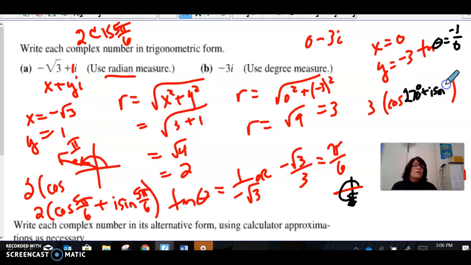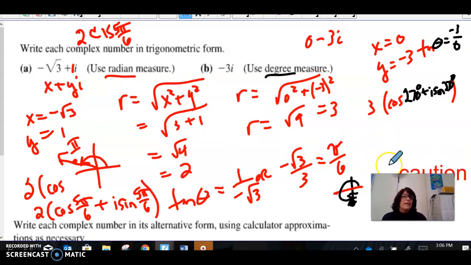Sorry, I changed colors here. They wanted it in degree measure. So it's 3 times the cosine of 270 degrees plus i times the sine of 270 degrees. Another way to write that, again, is 3 cis 270 degrees, if you want to do the shorthand.